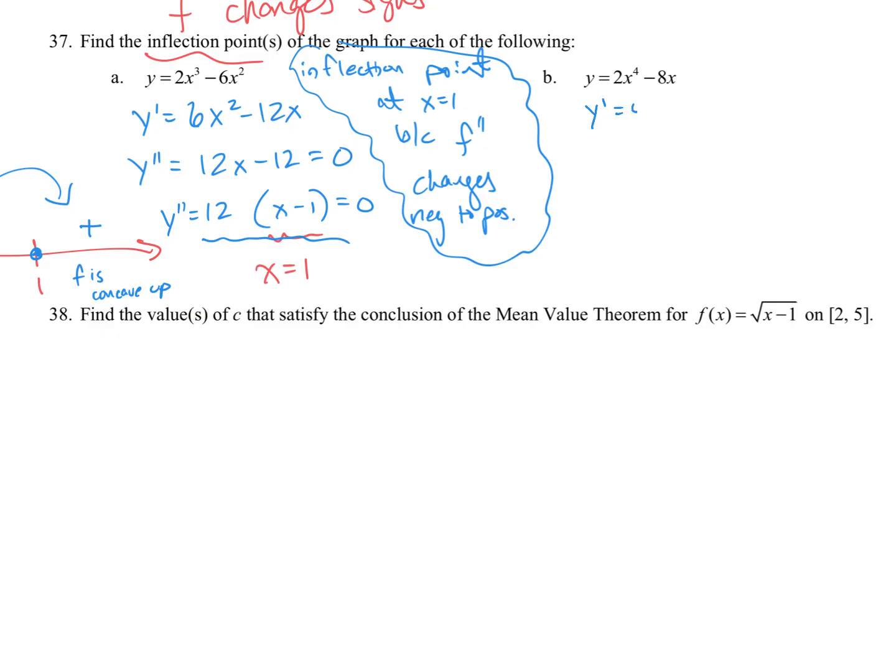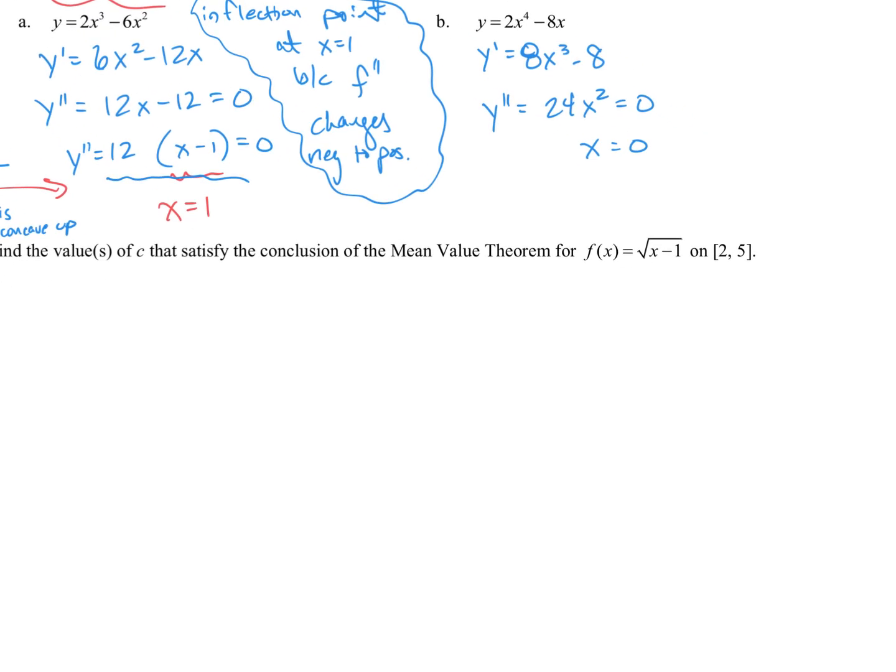My first derivative is 8x cubed minus 8. And then my second derivative is 24x squared. So to find an inflection point, I'm going to make a sign chart. I need to know where the second derivative equals 0. Well, that'll be when x equals 0.